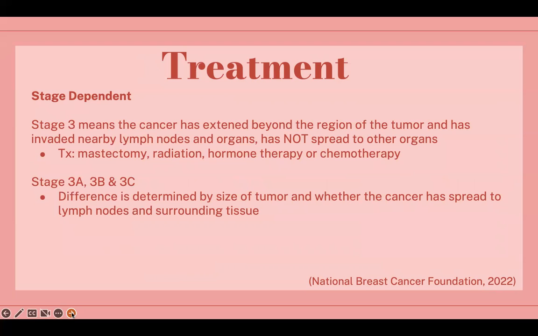The next stage is stage 3. Stage 3 means the cancer has extended beyond the region of the tumor and has invaded nearby lymph nodes and organs. It has not spread to the other organs. The treatment for stage 3 is a mastectomy, radiation, hormone therapy, or chemotherapy. The difference between stages 3A, B, and C is the size of the tumor and whether the cancer has spread to lymph nodes and surrounding tissue.